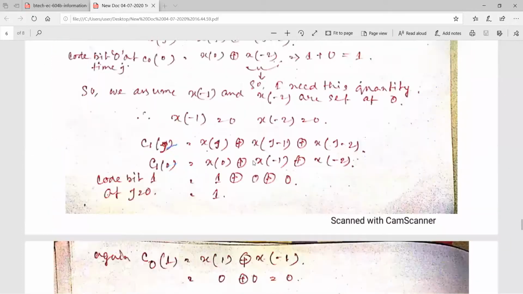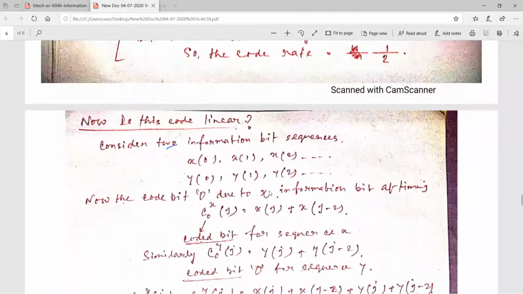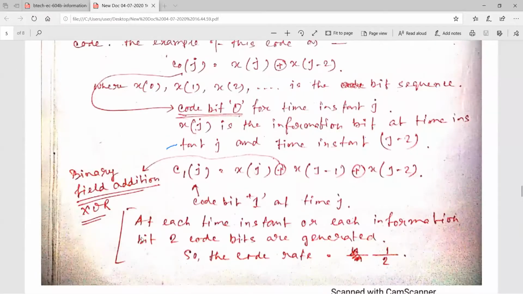As I told you on the previous pages, for each information bit, two code bits are generated. So the code rate will be 1 by 2.